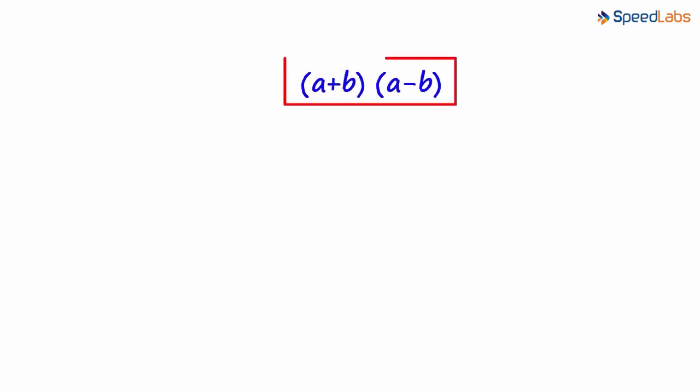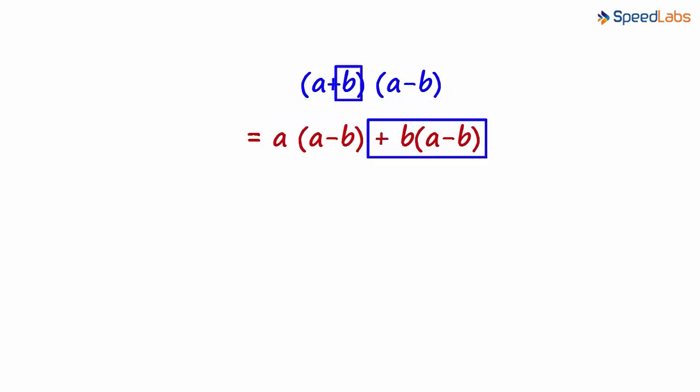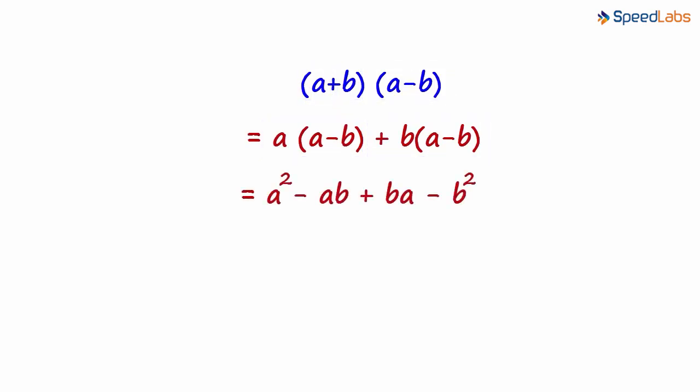We have seen that the identity (a plus b) multiplied by (a minus b) equals a squared minus b squared. And we have also proved it in a very boring way using the distributive property. A multiplied by this plus b multiplied by this, and then a few terms cancel out and we are left with a squared minus b squared. Not cool.